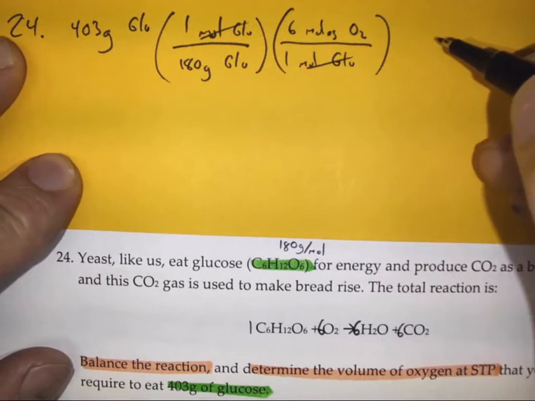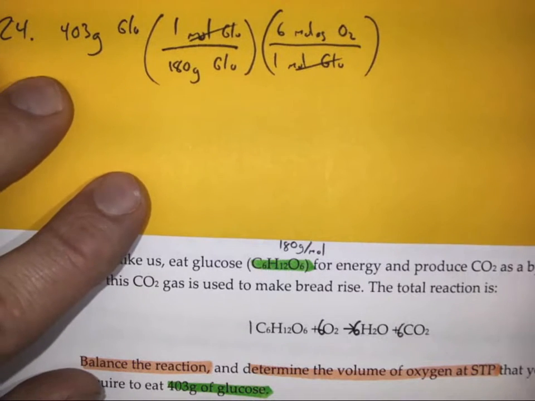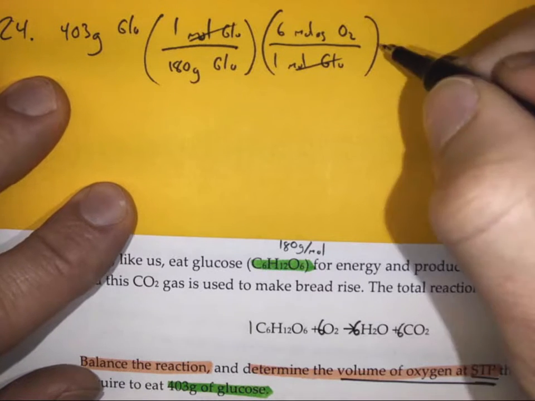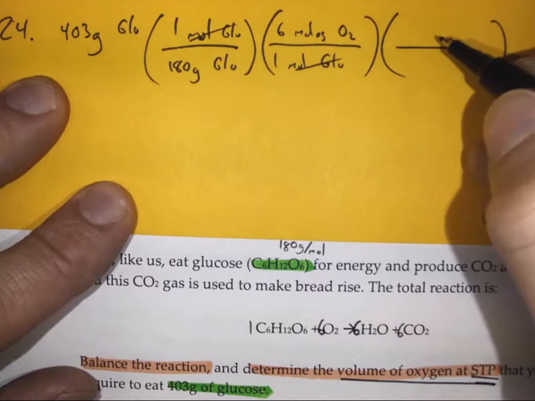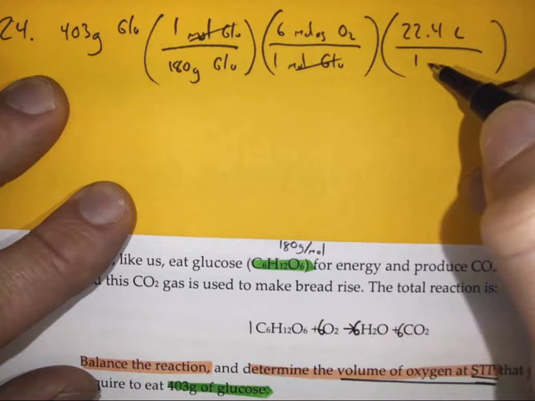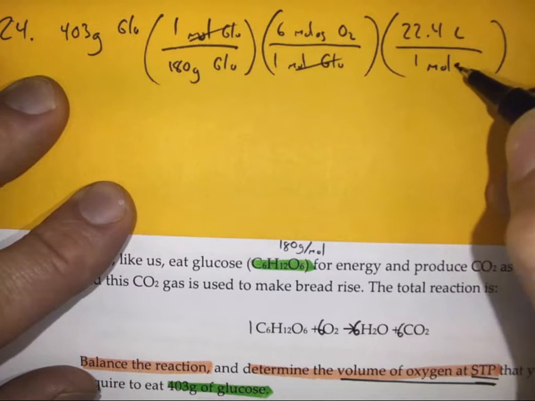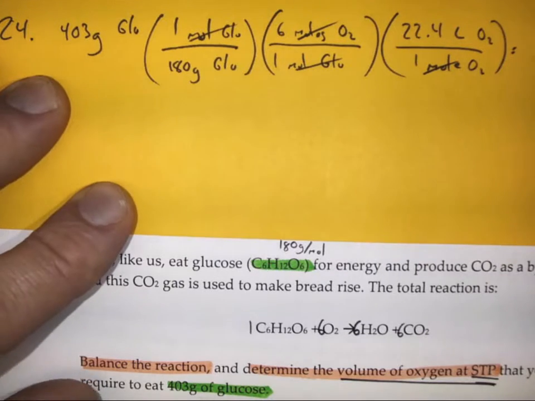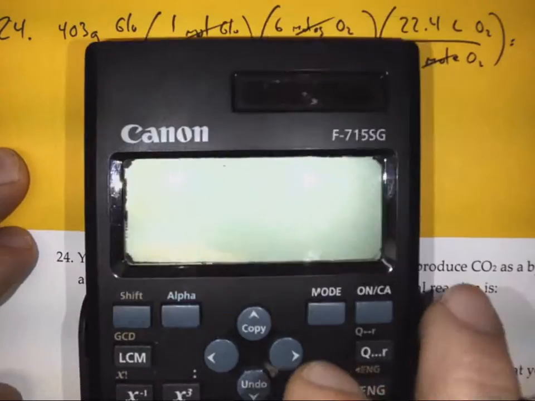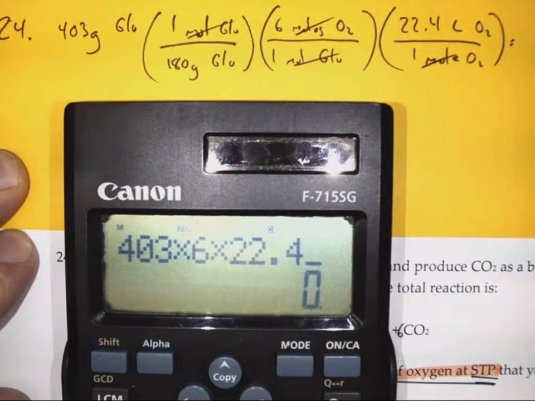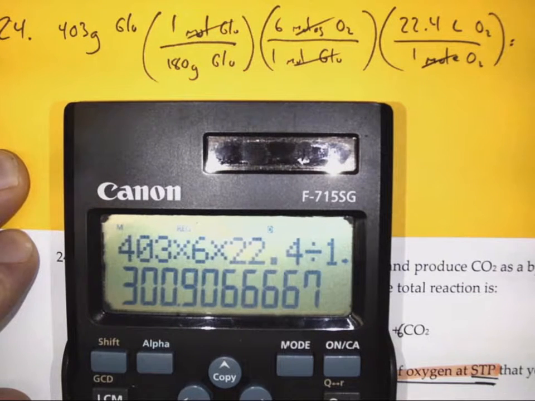Good. And then that's not all, though, because I wasn't asked for how many moles. I was asked for the volume of oxygen at standard temperature and pressure. So I know that at standard temperature and pressure, every gas occupies 22.4 liters for every 1 mole that it has. So I've got moles of oxygen canceling out. I've got liters of oxygen. And so now all I have to do is punch that in. I get 403 times 6 times 22.4, divided by 180.